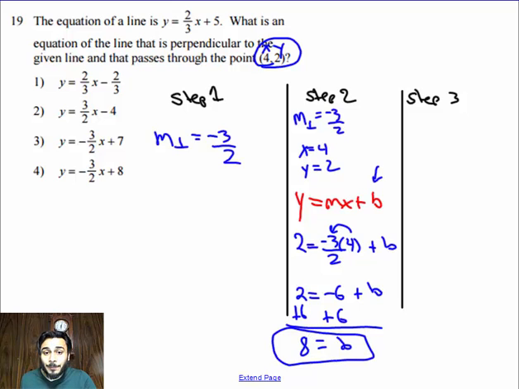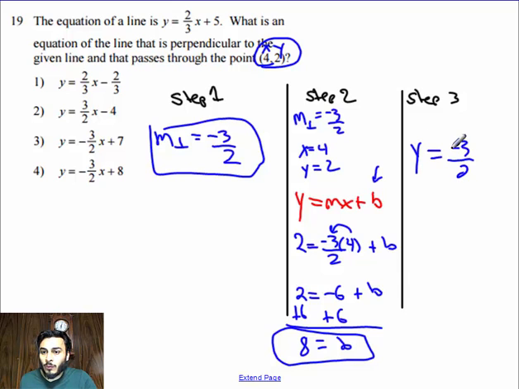The last step is we're going to write the new equation. So we take that m, the slope of the perpendicular line, and the new b, and we write an equation with it. And we get y = -3/2 x + 8. So the answer is choice 4.